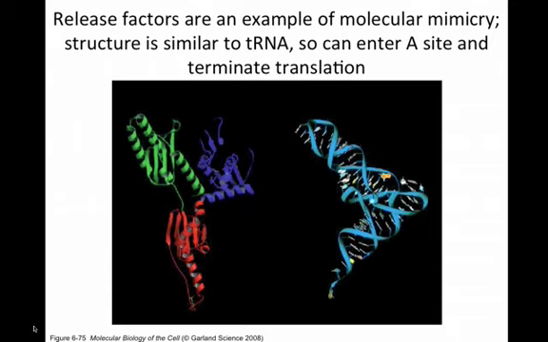So release factors are an example of molecular mimicry. And molecular mimicry is exactly what it sounds like. It's when a molecule mimics the function of another molecule. And in this case, here's your tRNA. That's what a tRNA looks like. And the structure of a release factor is similar to that of a tRNA and allows it to bind to the A site of the ribosome and terminate translation. So it makes sense that they bind to the same place, they should have a similar structure.